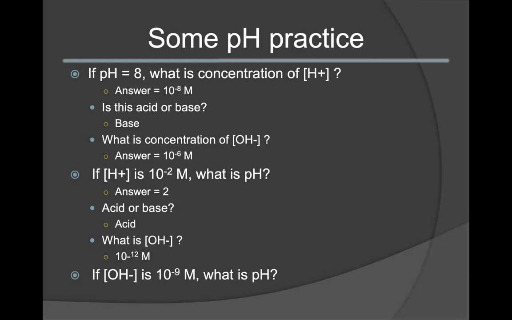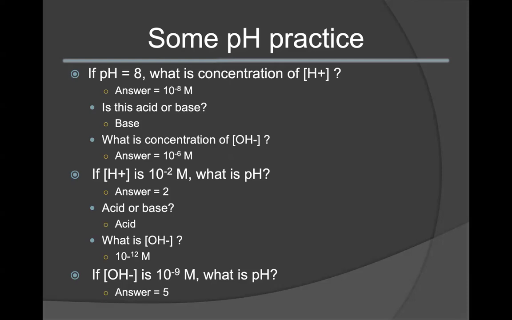One last example: if the concentration of hydroxide is 10 to the minus 9, what is the pH? Remember, this is now indirectly. You have to indirectly calculate this. So let's work through it. If my concentration of hydroxide is 10 to the minus 9, that means that my pOH should be 9. 9 plus something, my pH, has to equal 14, so that means that my pH should be 5.